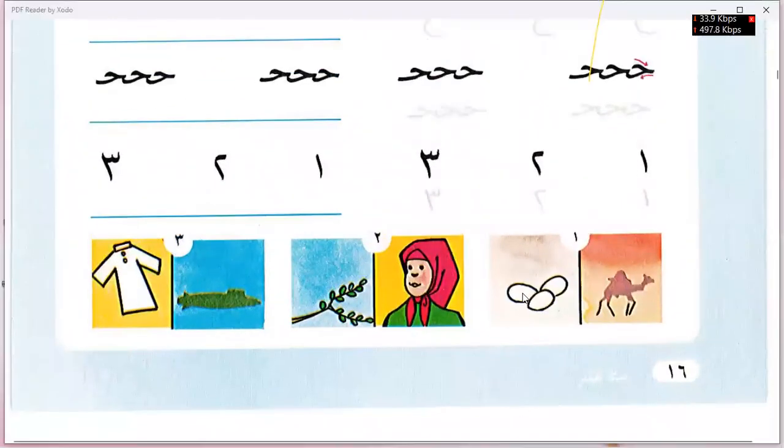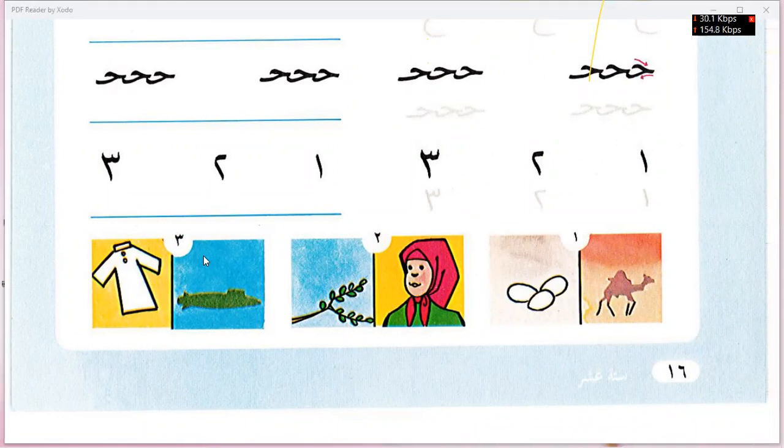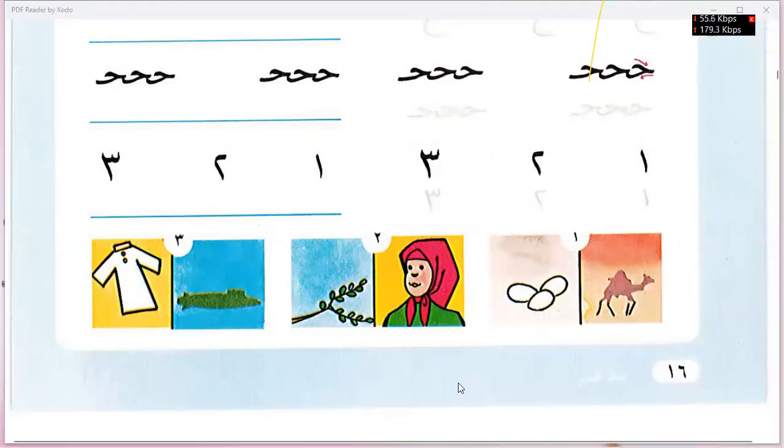Now we have some pictures and you need to tell me the name of these pictures. Ilyas, are you available? Yes, sir. Okay. So what is the name of this picture? Jamal. Good. Next. Baid. Next. Bint. Okay, next student is Khatija Akanji.